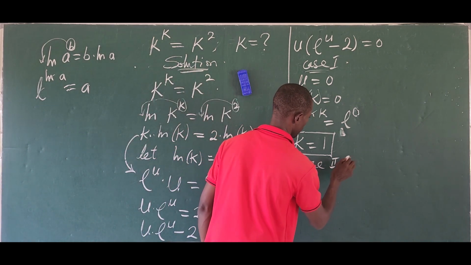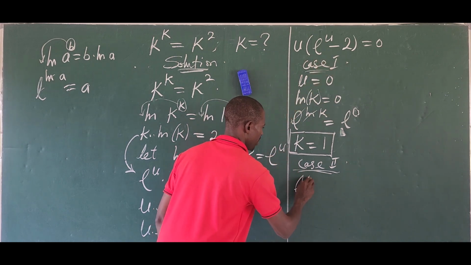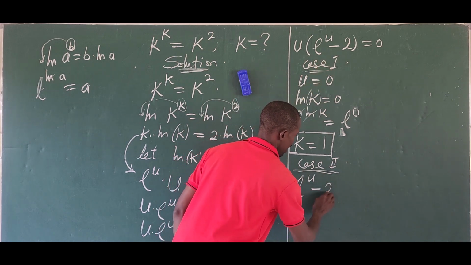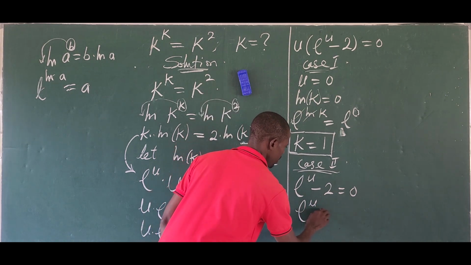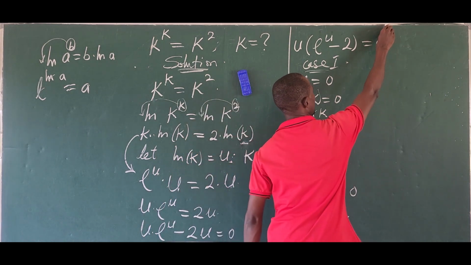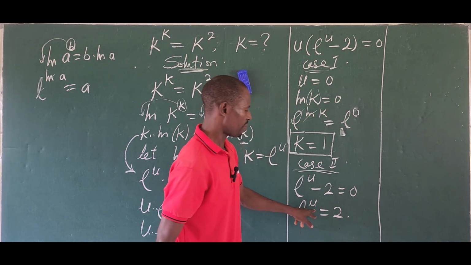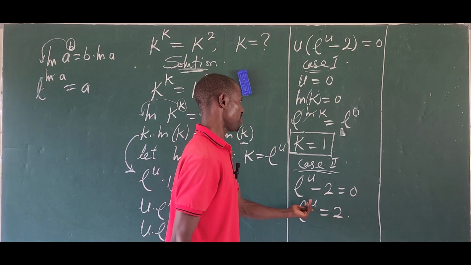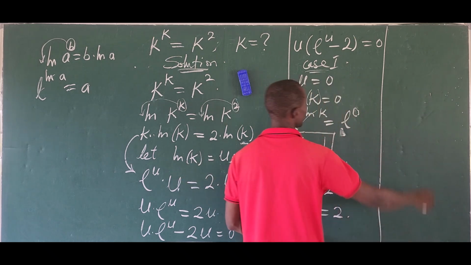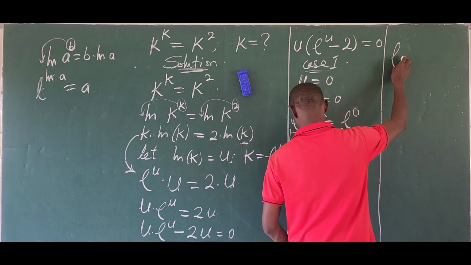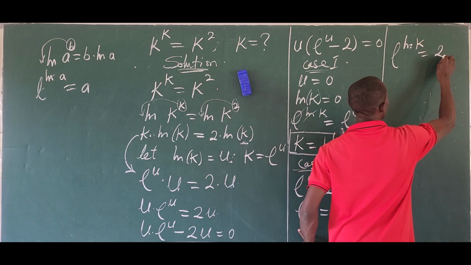Our case 2, we're going to take here e raised to the power of u minus 2 equals to 0. Move this to this side, so we have e to the power of u is equal to 2. So let's continue here again. Now we are having our e to the power of u. And what is our u? Remember, our u is ln of k, right? So this is going to give us e to the power of the ln of k is equal to 2.